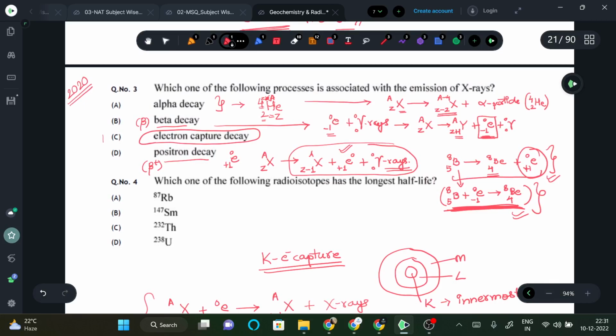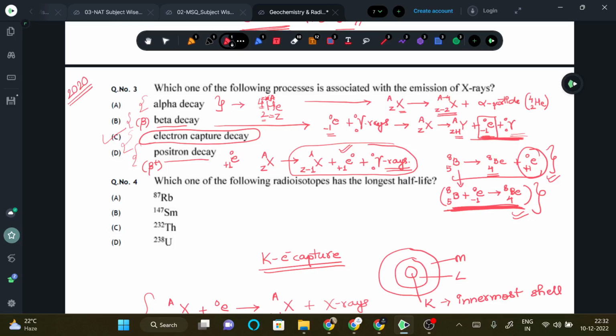Now, did you get this, everyone? In this, you are getting an alpha particle. In this, a beta particle is getting emitted. In this, you are getting X-rays. In positron decay, again, you are emitting gamma rays. You are getting a beta particle. A beta particle is actually a combination of gamma rays and an electron. An alpha particle is the helium particle. So these are the basics: alpha particle, helium particle, beta particle. When you talk about a beta particle, it includes gamma rays plus an electron.